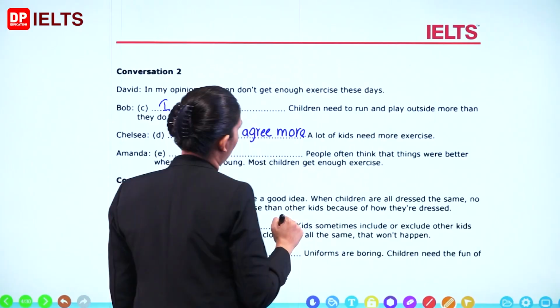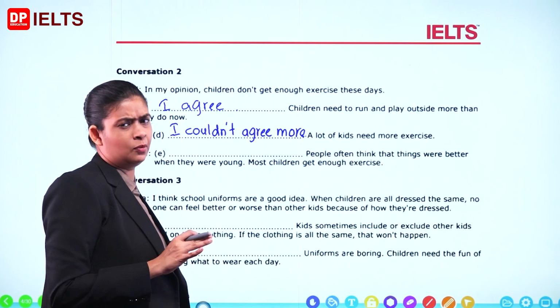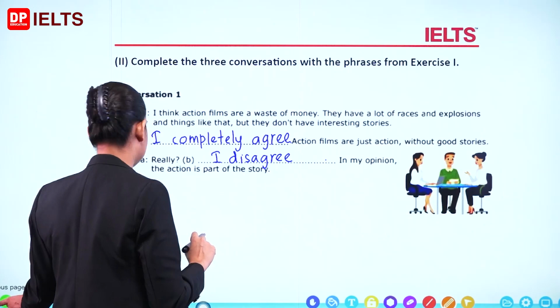A lot of kids need more exercise. Amanda: People often think that things were better when they were young. Most children get enough exercise. So what is Amanda saying? Let's take a nice phrase. I see it differently.